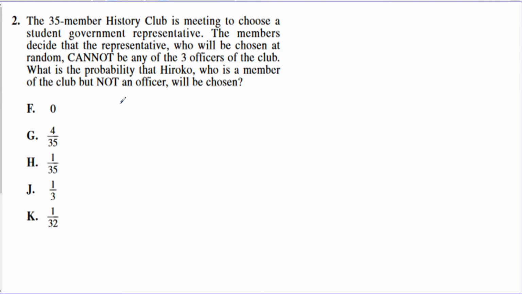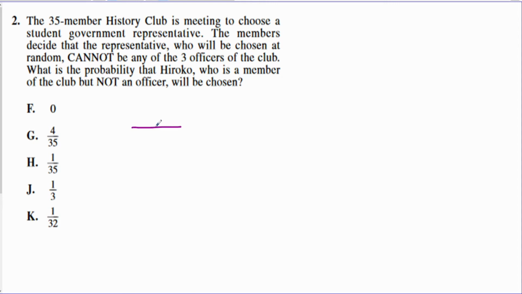Problem number 2. The 35-member history club is meeting to choose a student government representative. The members decide that the representative, who will be chosen at random, cannot be any of the 3 officers of the club. What is the probability that Hiroko, who is a member of the club but not an officer, will be chosen? In this case, this is a probability problem.